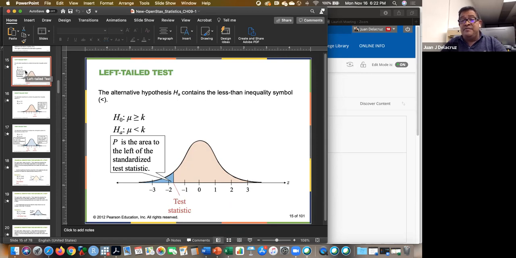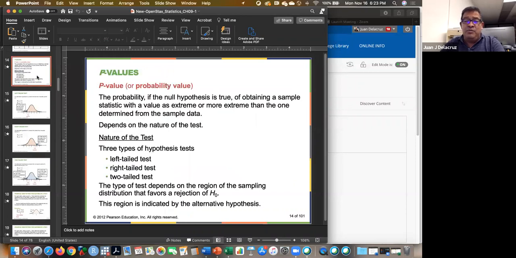Once we identify the H naught and the H sub A, we identify the claim and the complement, and then we proceed to determine whether we are going to run a left tail test, a right tail test, or a two tail test, right? Those are the things, and everything has a very particular language.